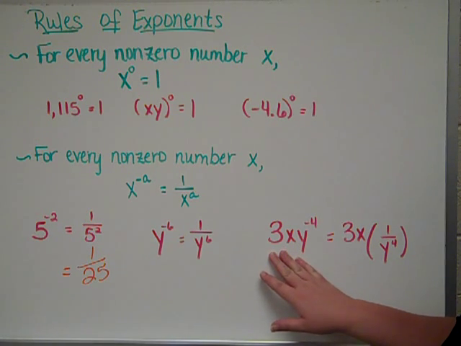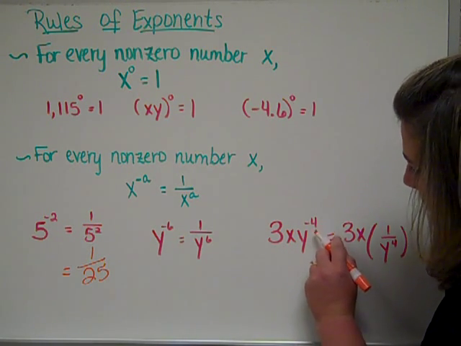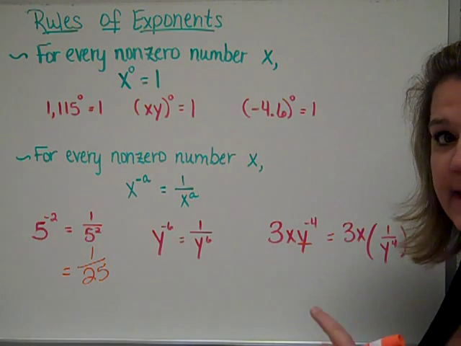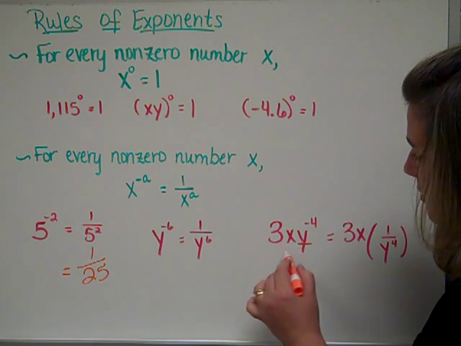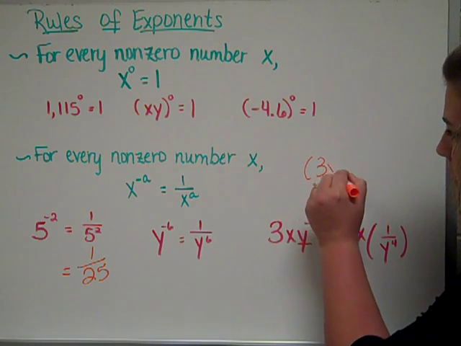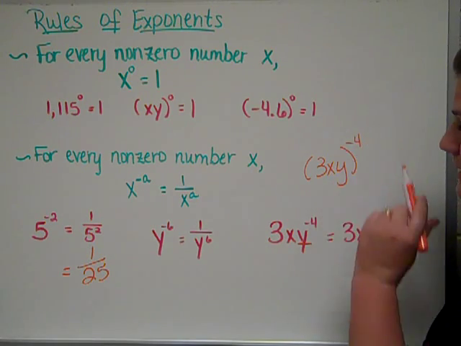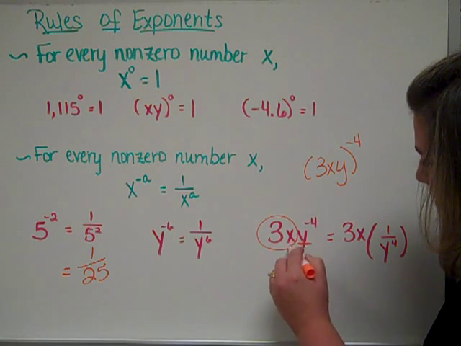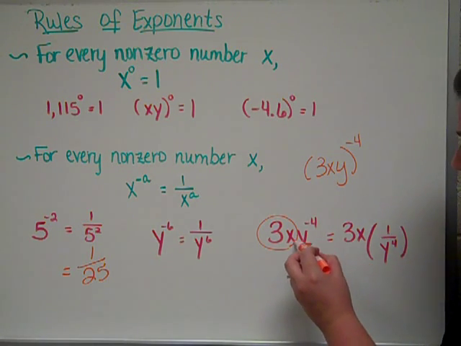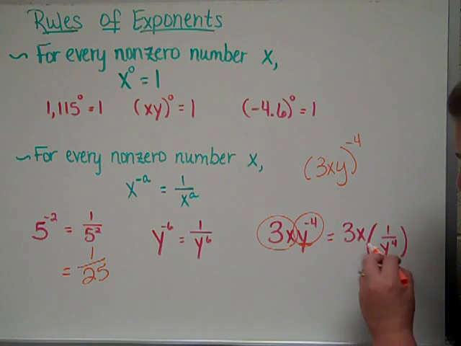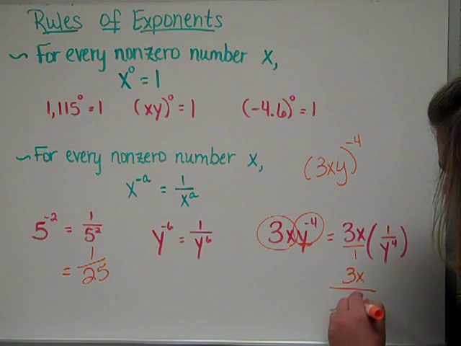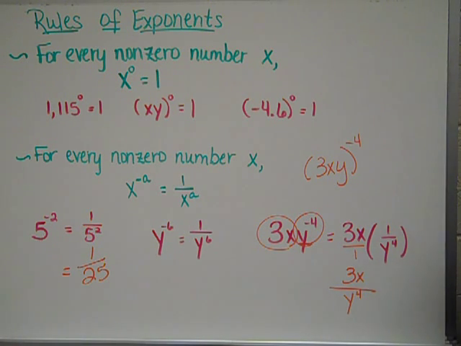Let's look at this piece. When you notice here, what is my base attached to the exponent? The y is what is attached to that negative 4. If this whole thing was, then it would be written like that. That's not what we have. So 3x here is just going to come along, and this is what is going to be flipped. No different than when I simplify, I would get that.